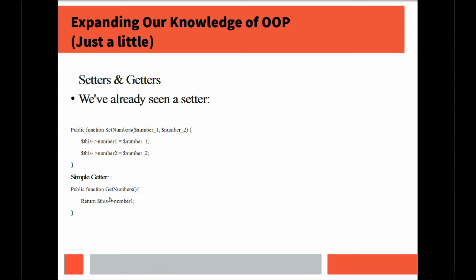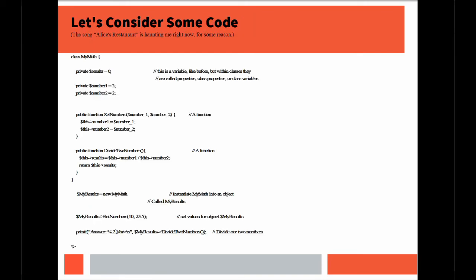In this case, what we have here is a function called public function get numbers, and all it does is return the number 1 to us, to its calling routine. And you can access this very similar to what we did here, where it says printf answer %2f, etc. You can access the getter in the same way.